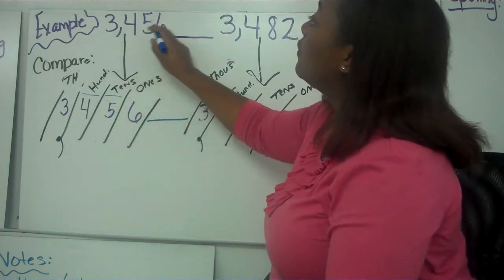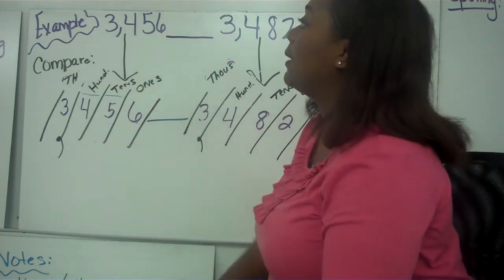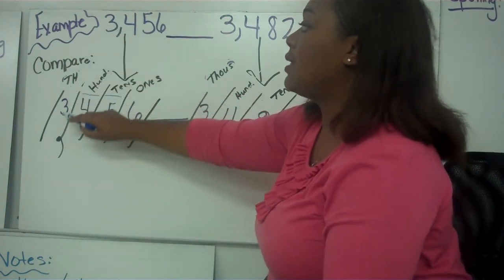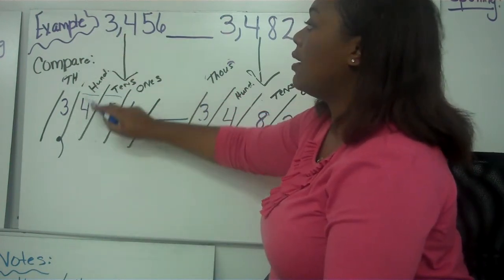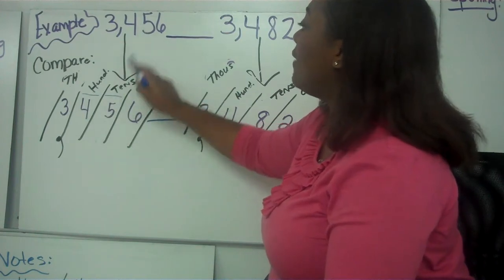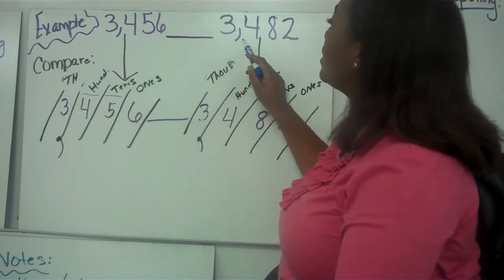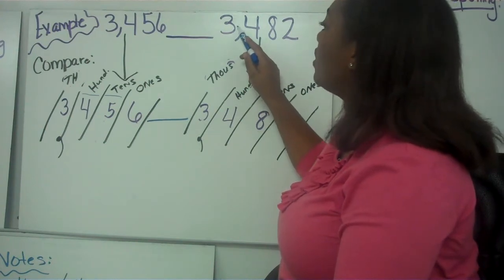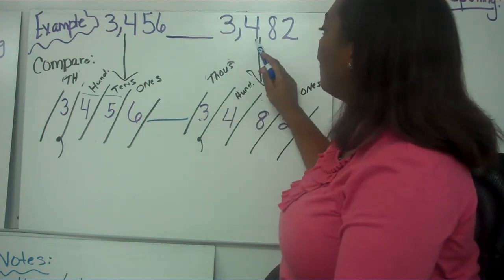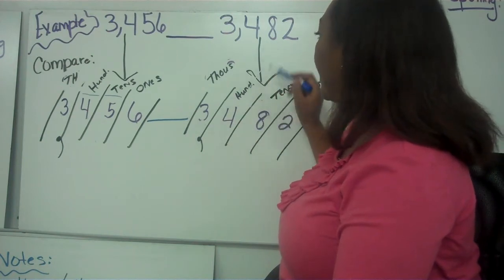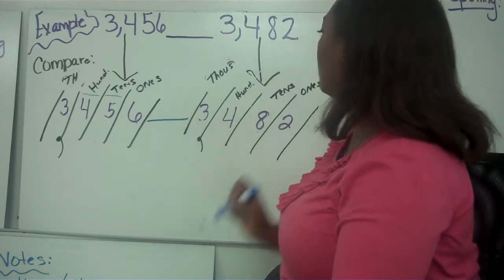Now 3,456, I went ahead and put this in my place value. I've got a 3 in the thousands place, a 4 in the hundreds place, a 5 in the tens, and a 6 in the ones place. In 3,482, I've also got a 3 in the thousands place, a 4 in the hundreds place, an 8 in the tens, and a 2 in the ones place.